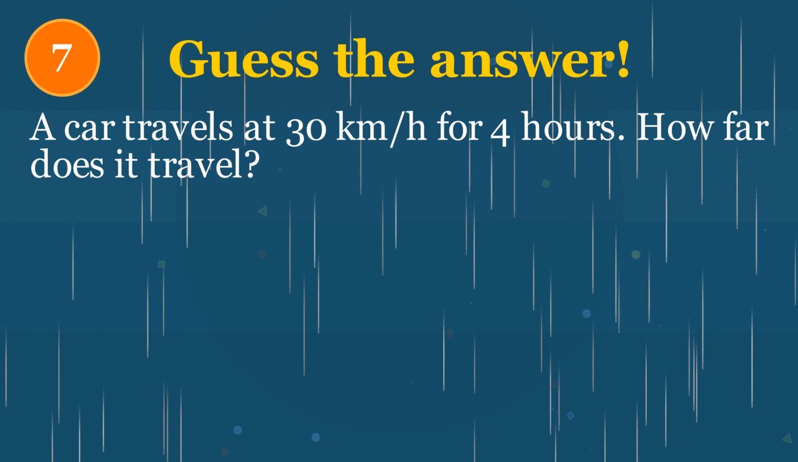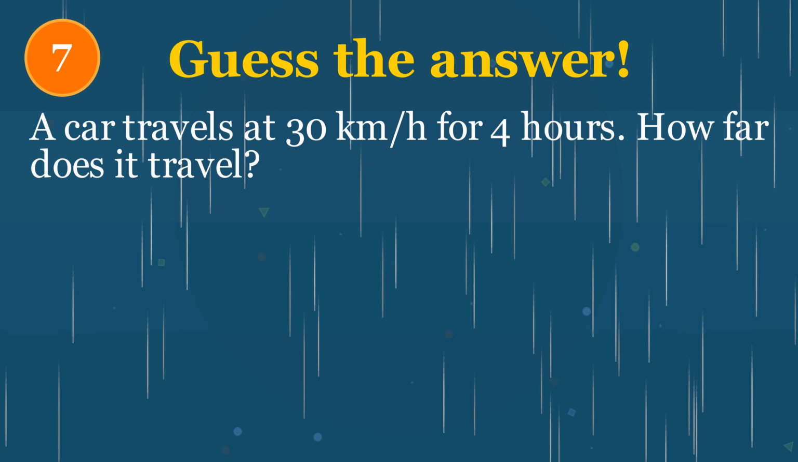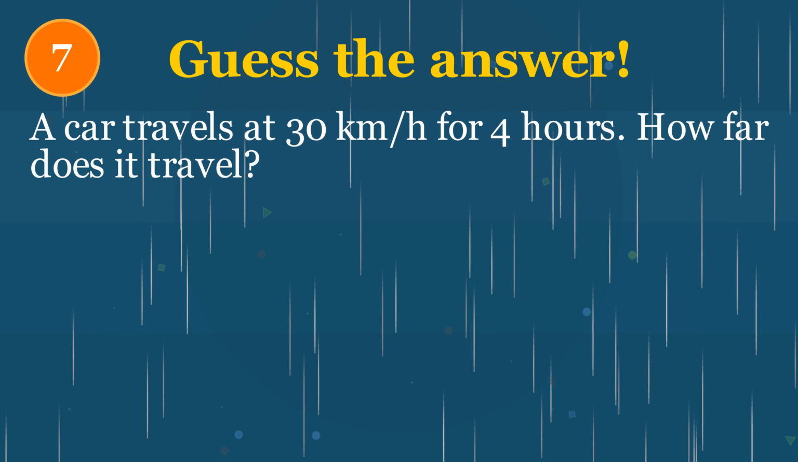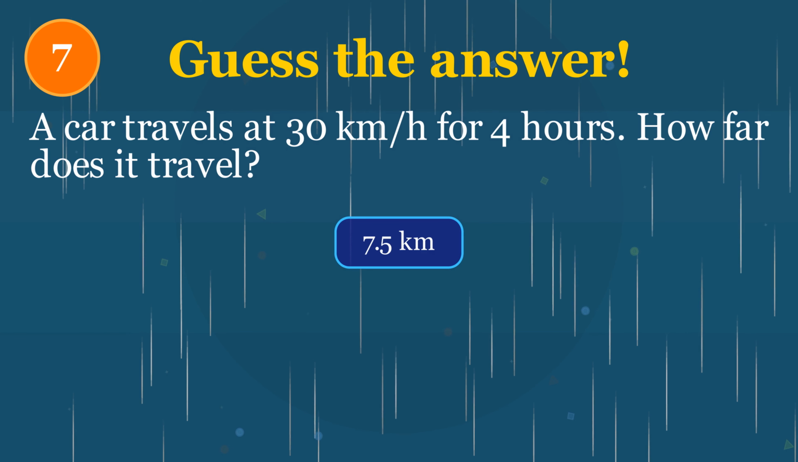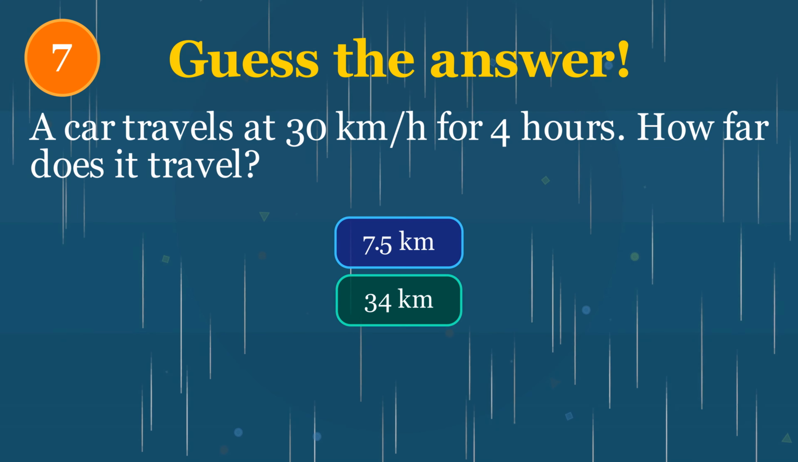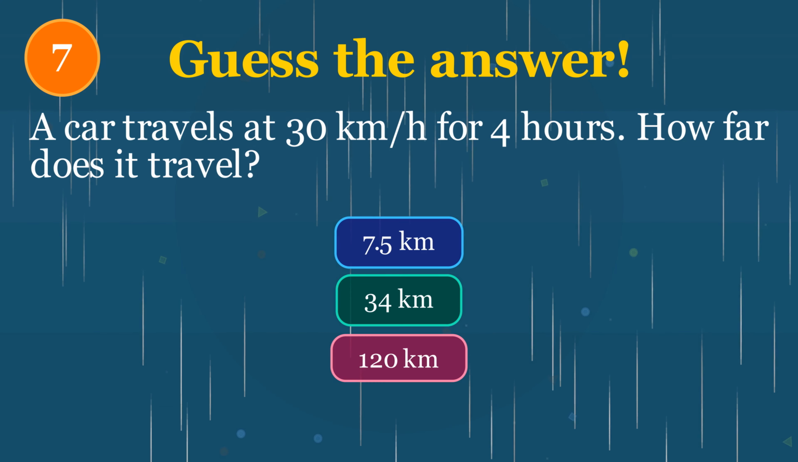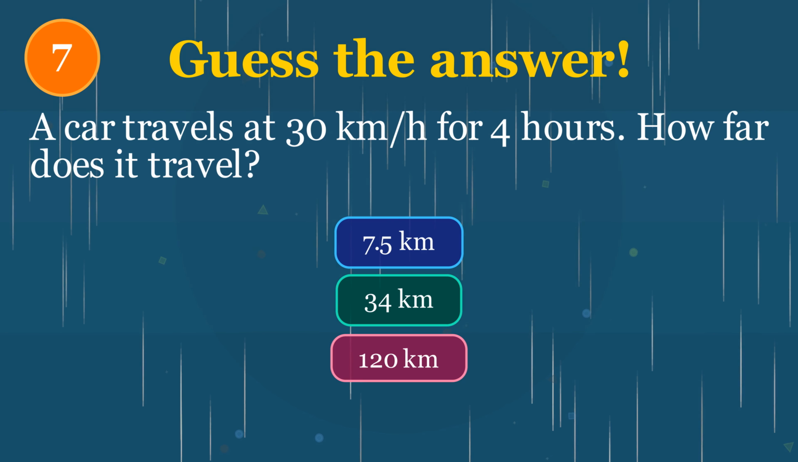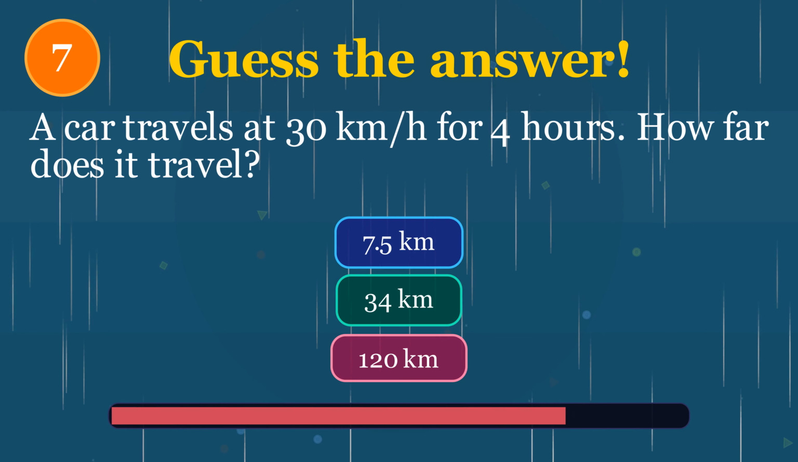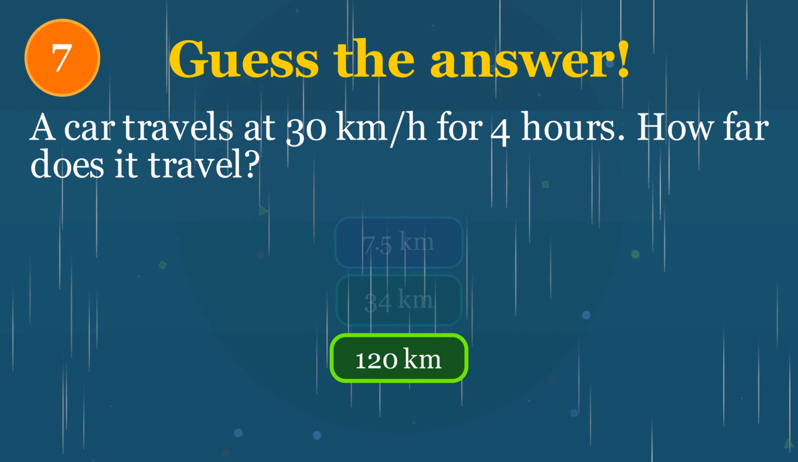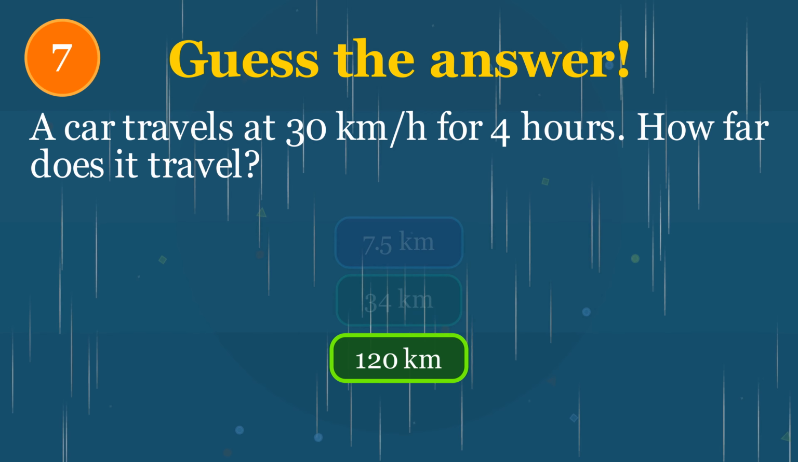A car travels at 30 kilometers per hour for 4 hours. How far does it travel? 7.5 kilometers. 34 kilometers. 120 kilometers. The correct answer is 120 kilometers.